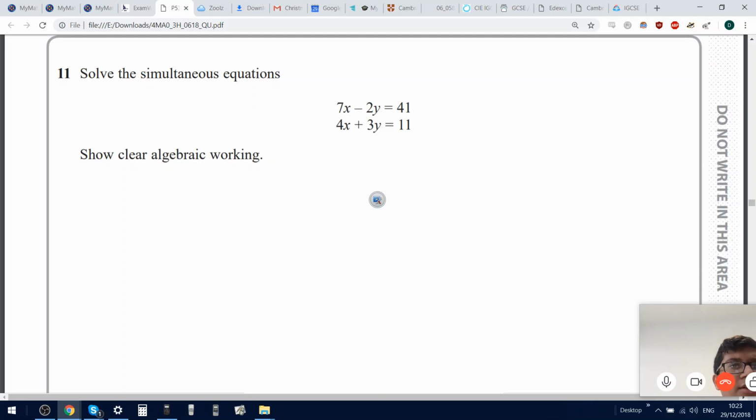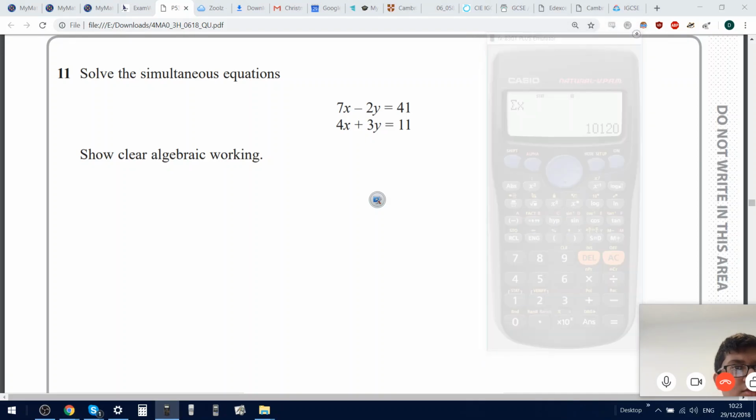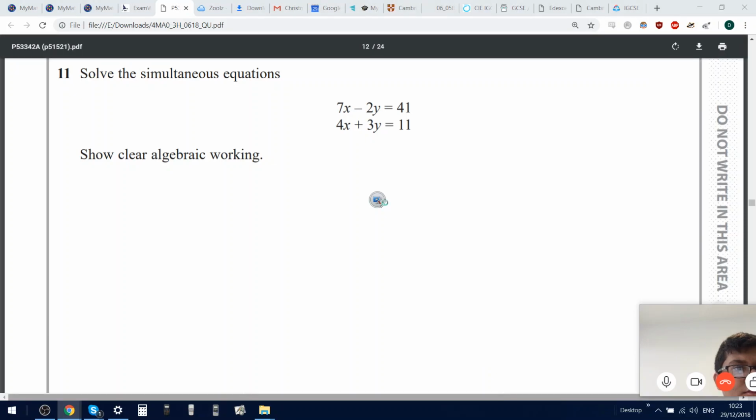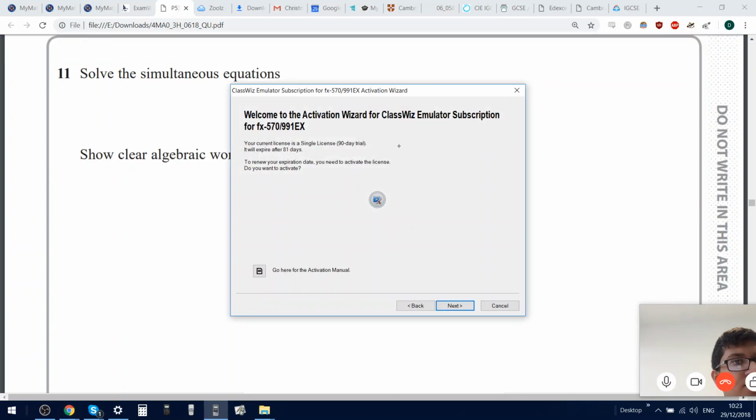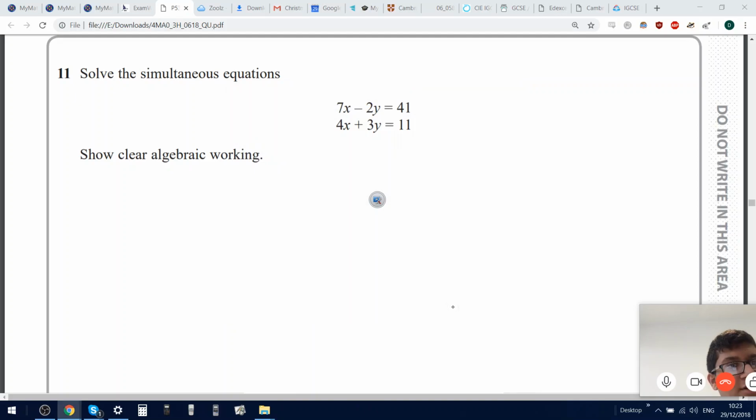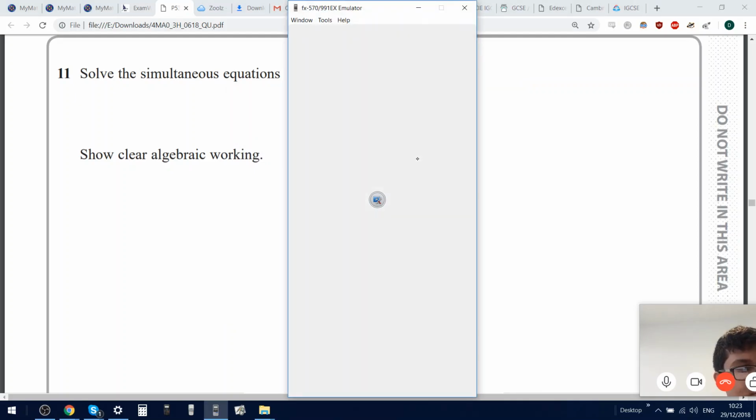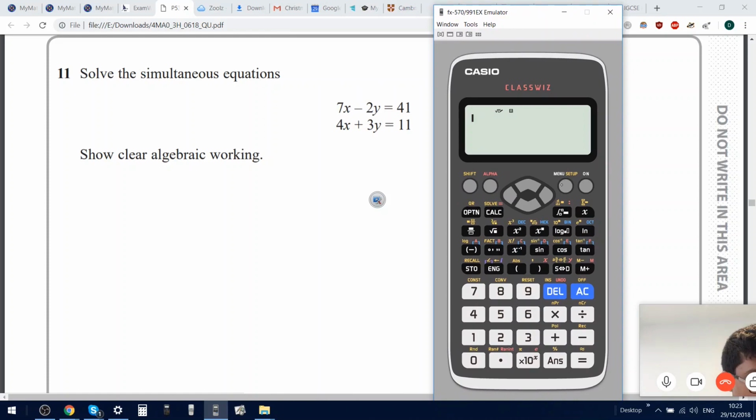Is this one worth doing? I don't think so. I think it should be fine. Yeah, and maybe it's just worth mentioning, you have the 991EX, don't you? Yeah. So that can get the answers for simultaneous equations. Do you know how to do that? No, I don't. So I believe it's menu, equation, A. Simultaneous equation, and there are 2 unknowns, x and y.